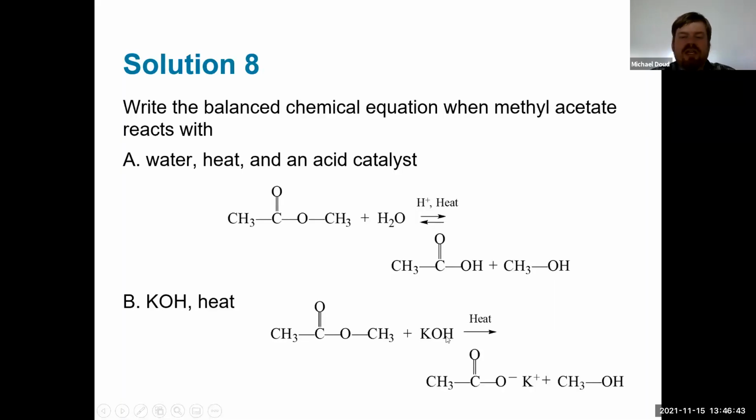So again, just pointing out the key differences here. When we use an acid catalyst and heat, we know that we're going to form the carboxylic acid and the alcohol that make up our ester. But when we use a base instead, what happens is we form the carboxylate salt of that carboxylic acid, and the alcohol is formed like normal.